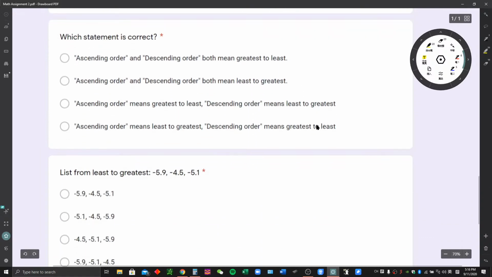Which statement is correct? Ascending order and descending order. So ascending means goes up, increasing, or from less to greater. This is ascending order.